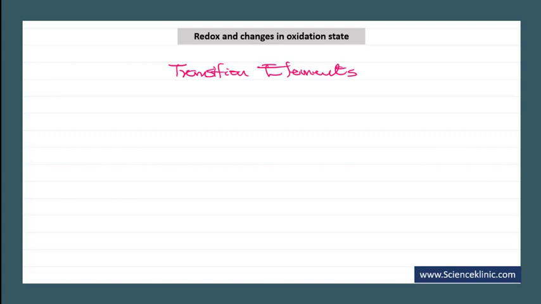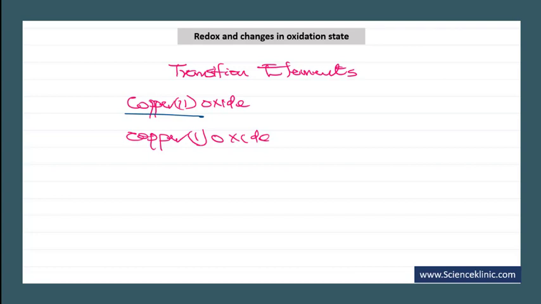Let's look at this compound. We have copper(II) oxide, and another compound of copper(I) oxide. From this name, we can know the oxidation state of copper. Here they said copper 2, so it means the oxidation state of copper here is +2, and the oxidation state of copper here, because they said copper 1, it is what? It is +1. So it means copper has 2 different oxidation states.